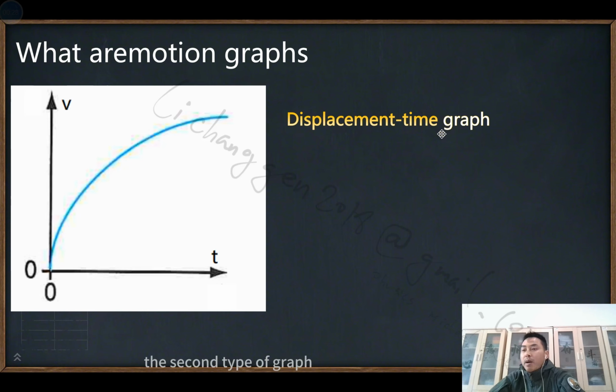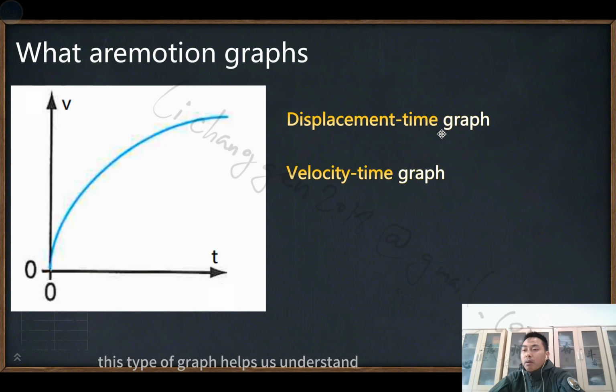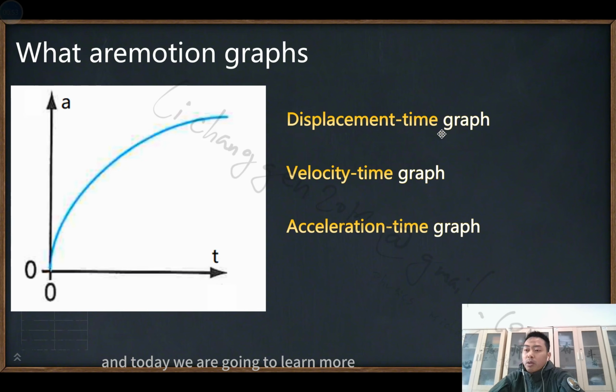The second type of graph is called velocity time graph or VT graph. This type of graph helps us understand how an object's velocity changes over time. And the third type of graph is called acceleration time graph or AT graph. This type of graph helps us understand how an object's acceleration changes over time. And today we're going to learn more about displacement time graph and velocity time graph.